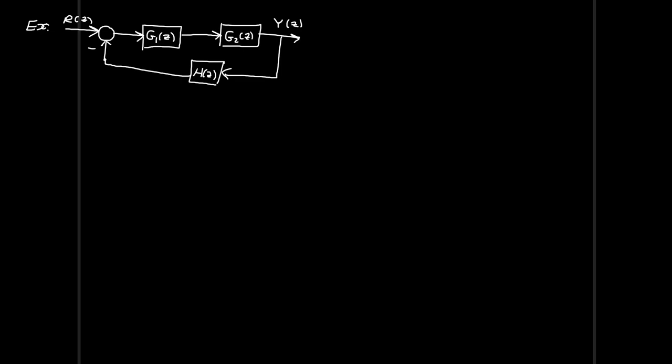Now let G1 of Z be equal to A over Z plus B, and H of Z equal to 1 plus CZ, where A, B, and C are constants.